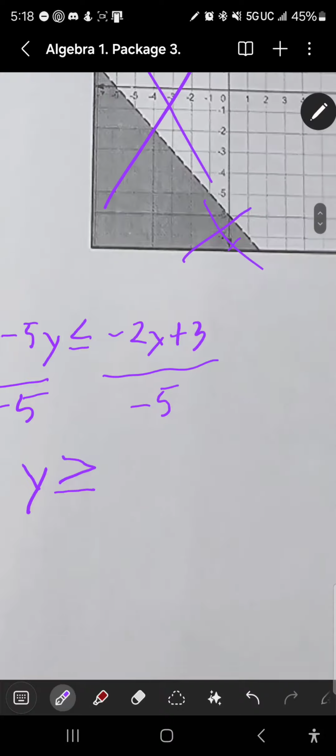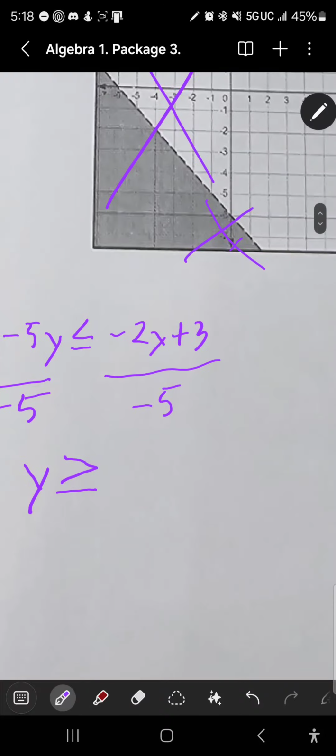So y greater than or equal negative 2 divided by negative 5. Both have the same sign, so I'm just going to say 2 over 5 positive. And then 3 divided by 5, it is 0.6 or just negative 3 over 5. They have different signs, so we change the sign. This is positive 3 and negative 5. We can also say just negative 3 over 5. It doesn't matter.